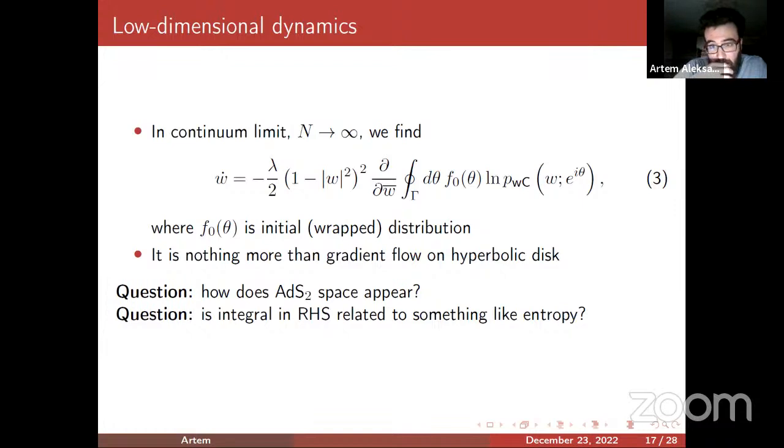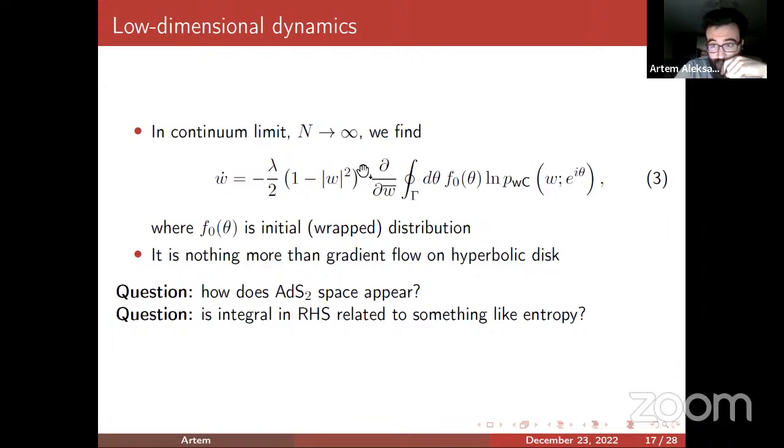Exactly. Yes. And if I compute the Fisher metric for the wrapped Cauchy distribution, I can see that this Fisher metric corresponds to the metric of hyperbolic space, the two-dimensional hyperbolic space. It corresponds to the Poincare disk.